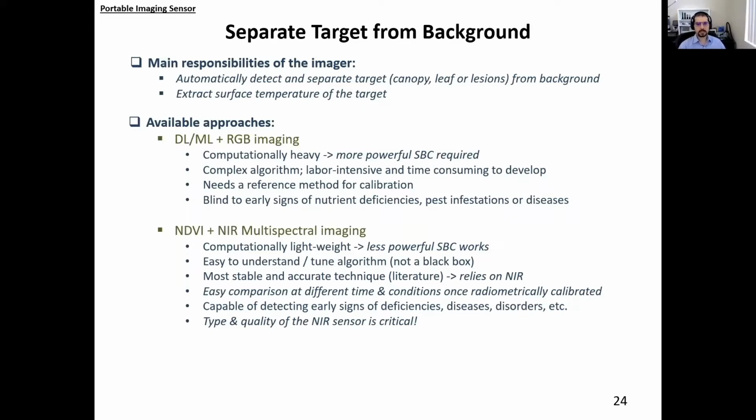And it's capable of detecting early signs of disorders, diseases, etc., because it relies on NIR imaging. But we need to keep in mind that the type and quality of the NIR sensor is very, very critical here. If we're not using a good sensor, this method is not going to be as useful.